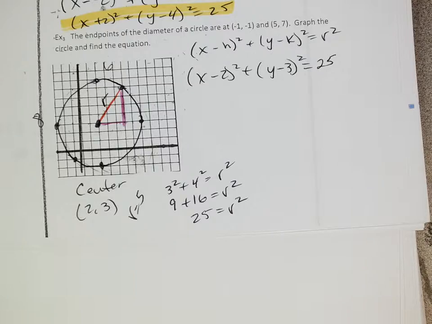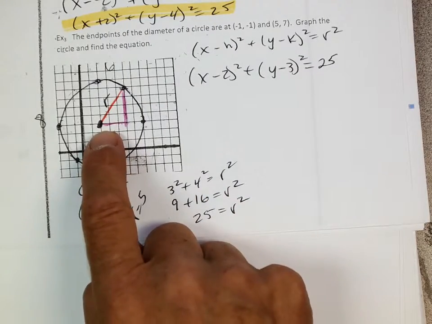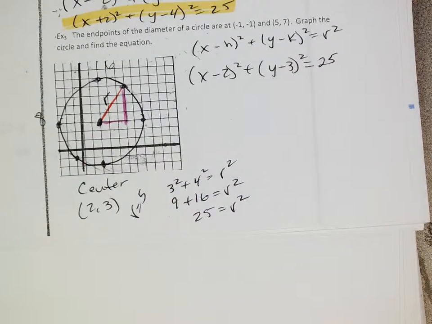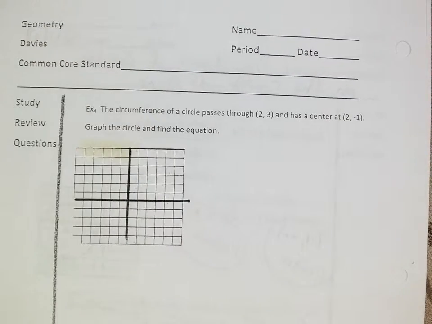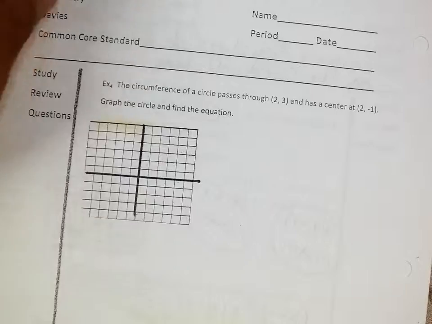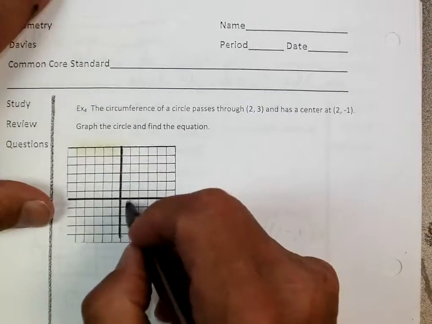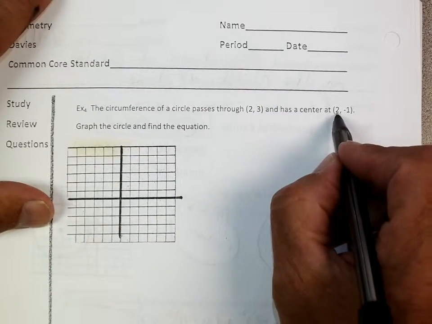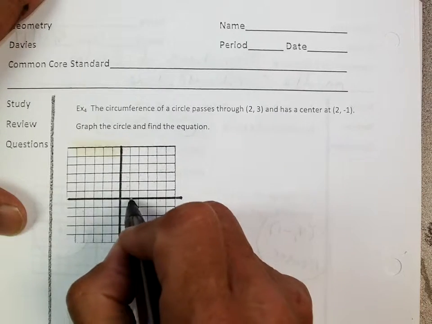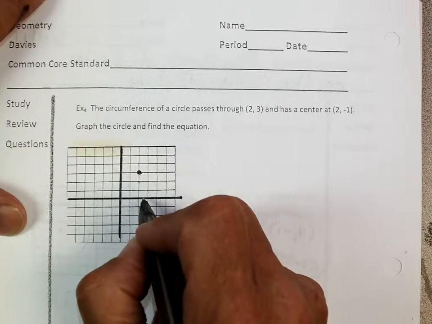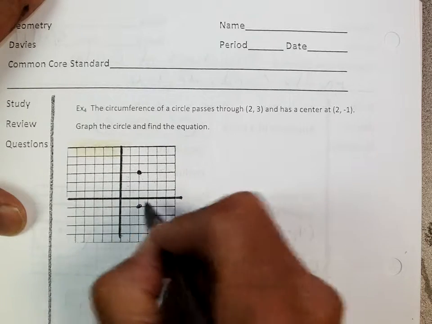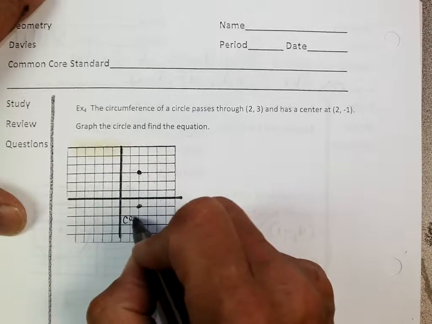Okay. So, real quick, Keisha found the center by just counting up and over. Claire found the radius by Pythagoras' theorem. Let's turn the page. Okay, last one. The circumference of a circle passes through 2, 3, and has a center at 2, negative 1. So let's see, 2, 3. There's my center.